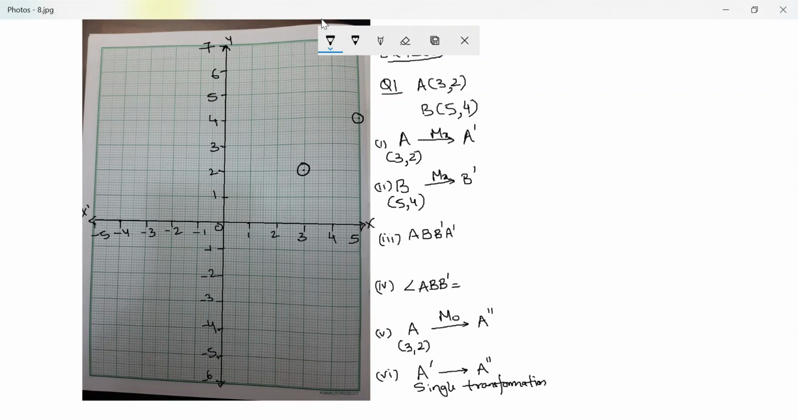Next, plot these points. Reflect A and B in the x-axis. So this is A (3, 2). Always a good habit to write your coordinates here. This is B (5, 4). Reflect them on the x-axis. When I reflect on the x-axis, the sign of the y coordinate will change. Similarly for B, the sign of the y coordinate will change, which means this will become (3, -2) and this will become (5, -4). Perfect.